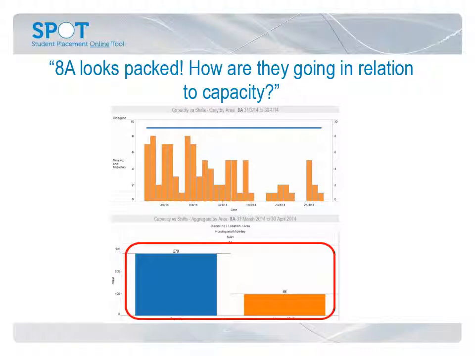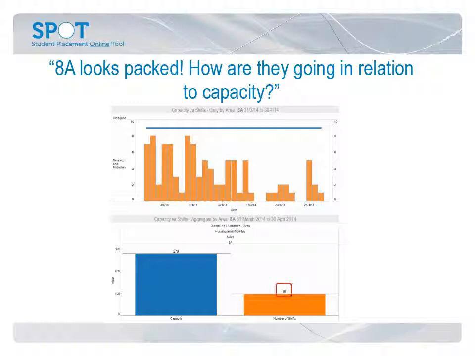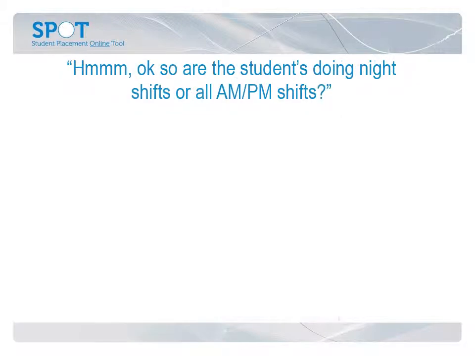This says that there were 279 shifts available for students to do during the last 31 days, while only 98 have been taken up. Interesting. Okay, so are the students doing night shifts on 8A, or are they just doing AM and PM shifts during the day? Great question.